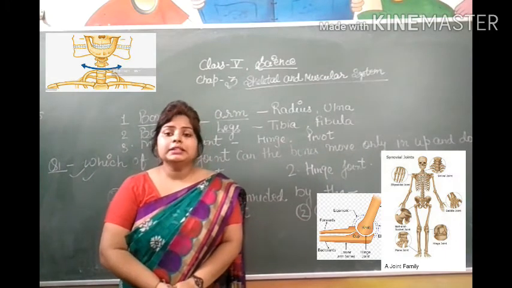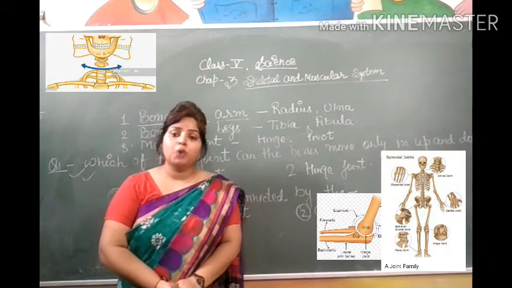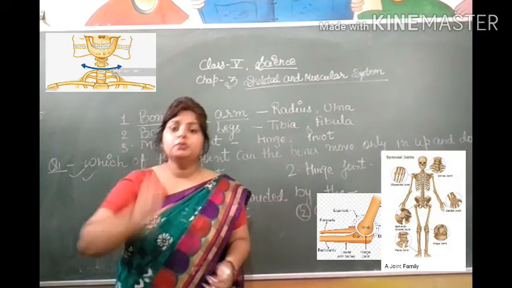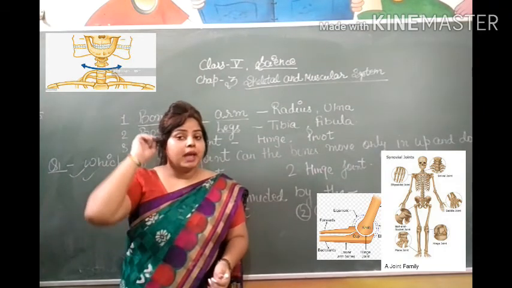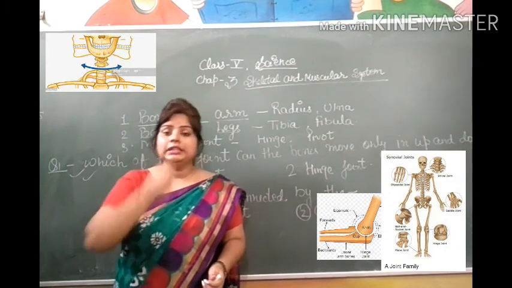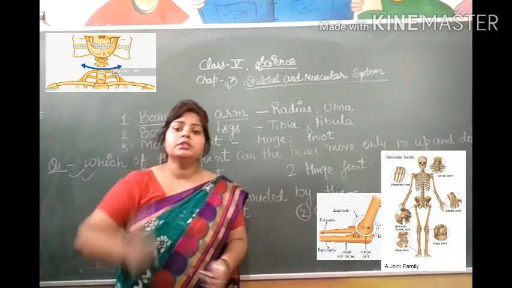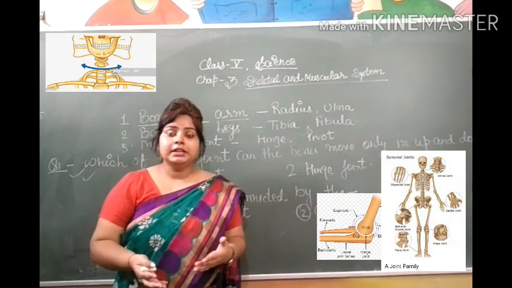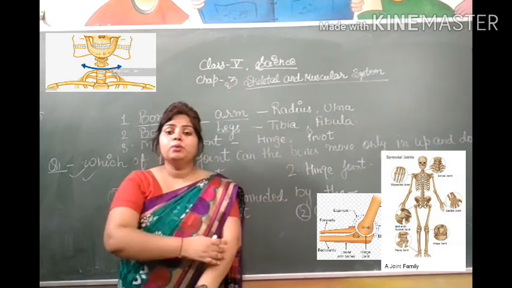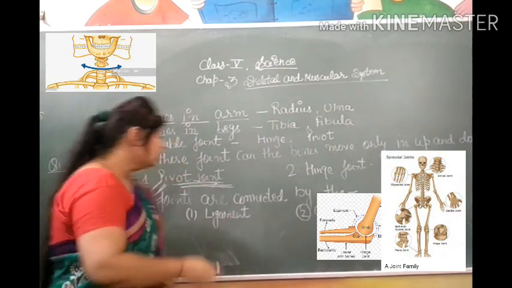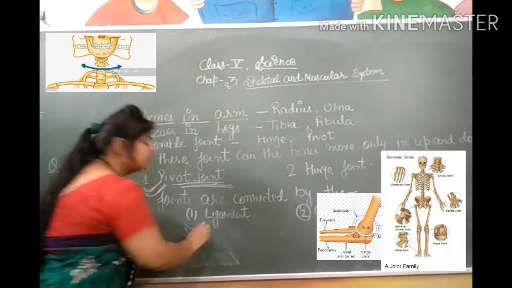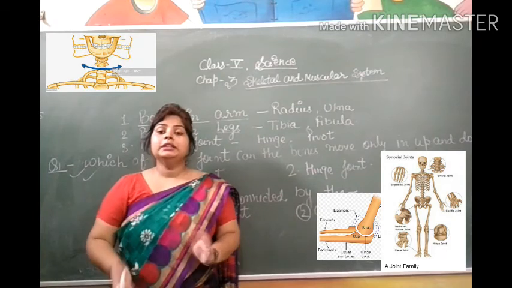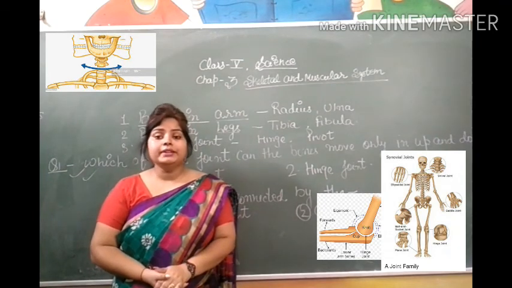No. Cartilage is not the right answer because cartilage is present in our ear and nose part. We can bend our ear very easily and we can bend our nose very easily. But ligaments are present where two bones meet. So the correct answer is ligament. Ligament joins the bones and it is a very soft and elastic material.